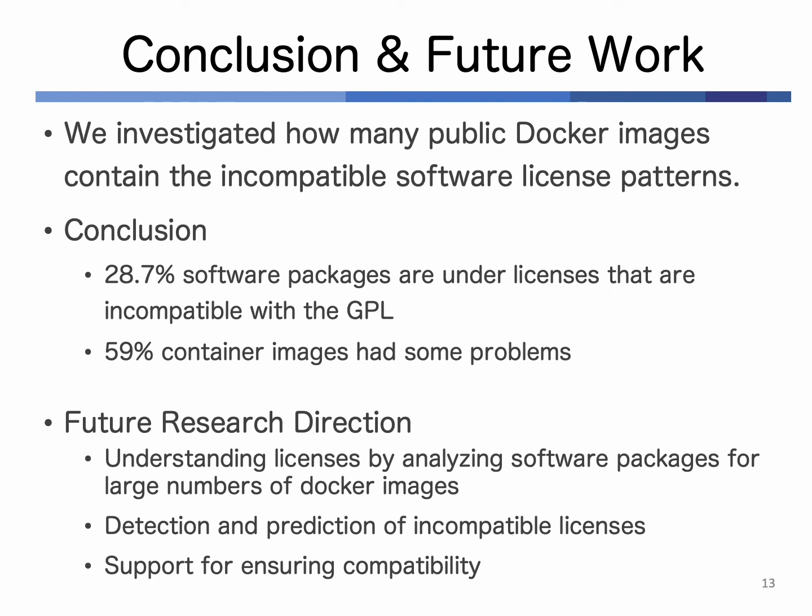Finally, let me summarize what we have done. In this study, we investigate how many public Docker images contain incompatible software license patterns. As a result of our analysis, 28.7% of software packages are under licenses that are incompatible with the GPL. And we found that 59% of the Docker images contained OSS license compatibility problems.